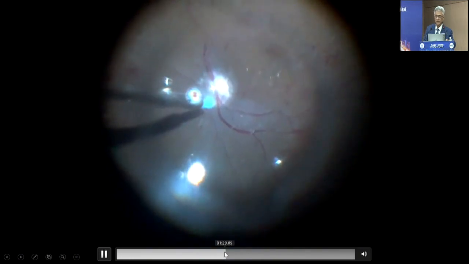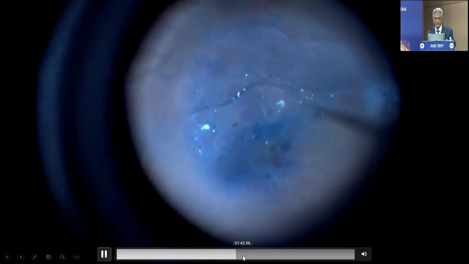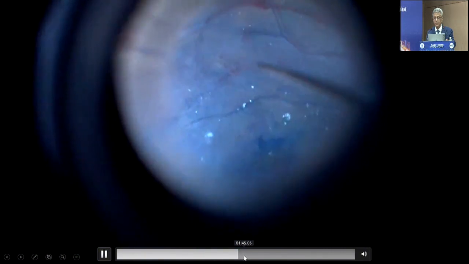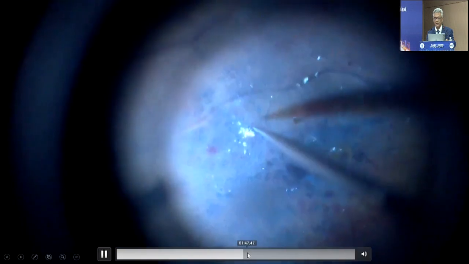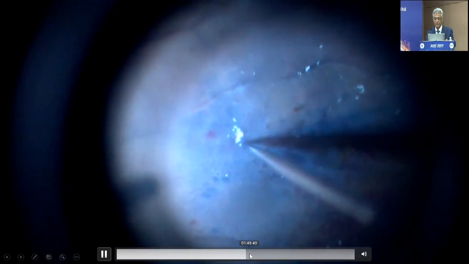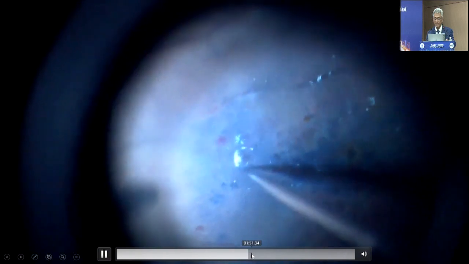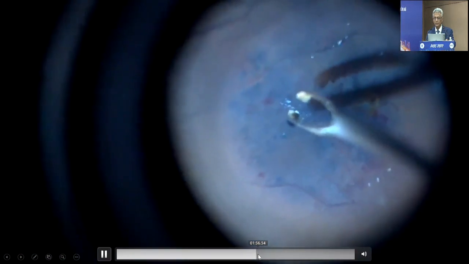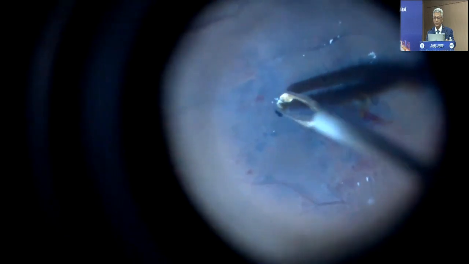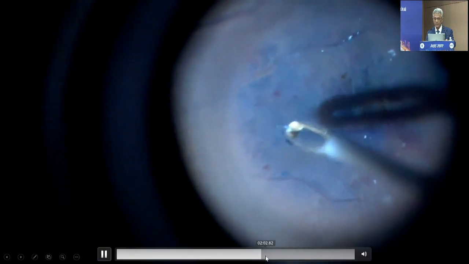put trypan blue here to identify the epiretinal membrane. I normally put trypan blue under air, and 1 or 2 drops normally suffice. Then I take this 25 gauge MVR blade to identify the edge of the epiretinal membrane. Here you see the edge, and once the edge is there, you are very confident that you can take a forceps and then remove it, as is being shown here. Take a forceps and this epiretinal membrane will come out.